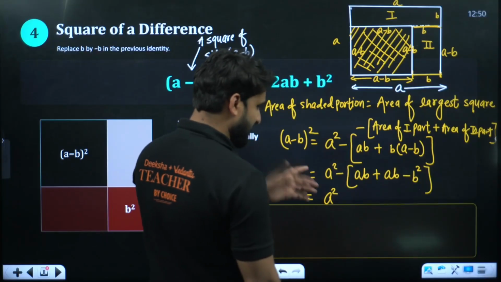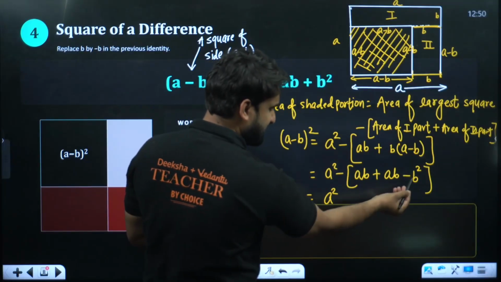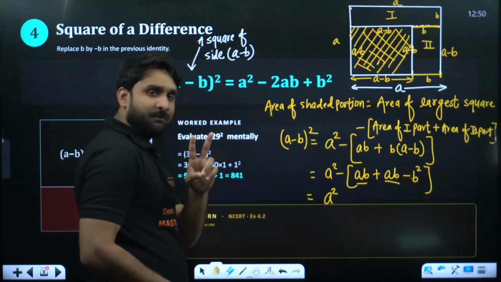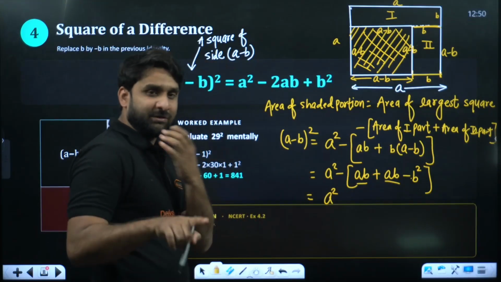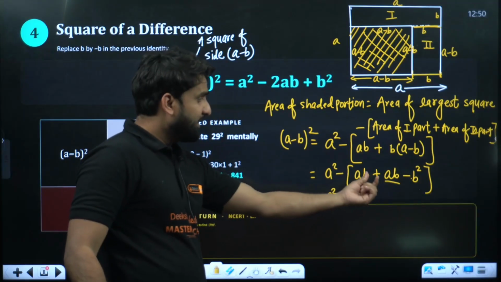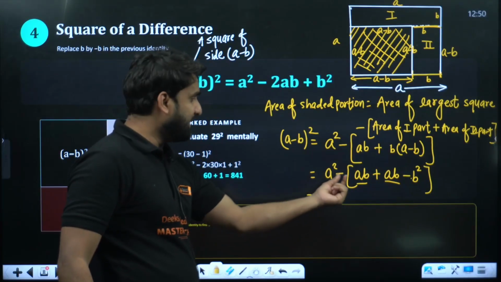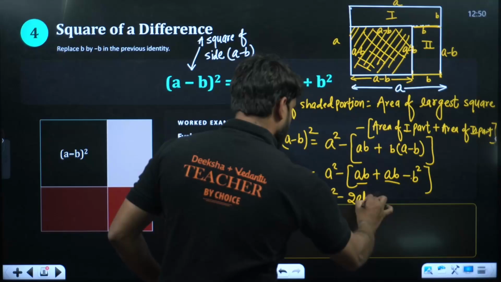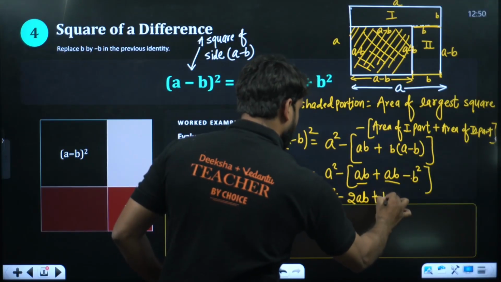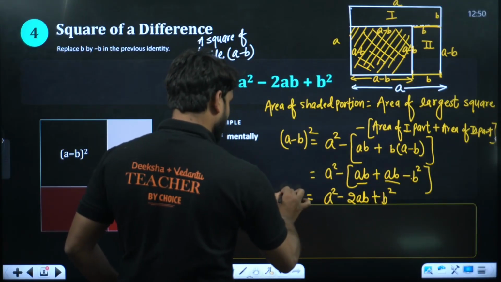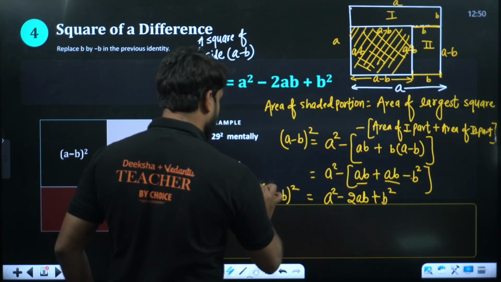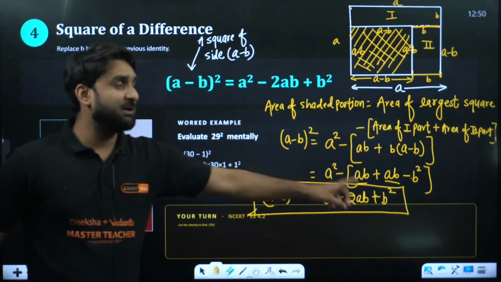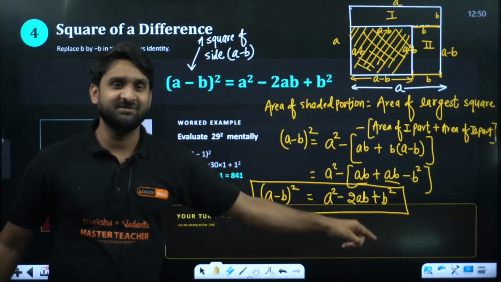A minus B whole square, and this is A square minus AB plus AB, and AB and AB will be 2AB, both in positive form. But when we bring it out of the bracket, plus minus will be there. So minus 2AB and minus plus B square. Oh my God! A minus B whole square is equal to A square minus 2AB plus B square, which is absolutely correct, and this is the proof.